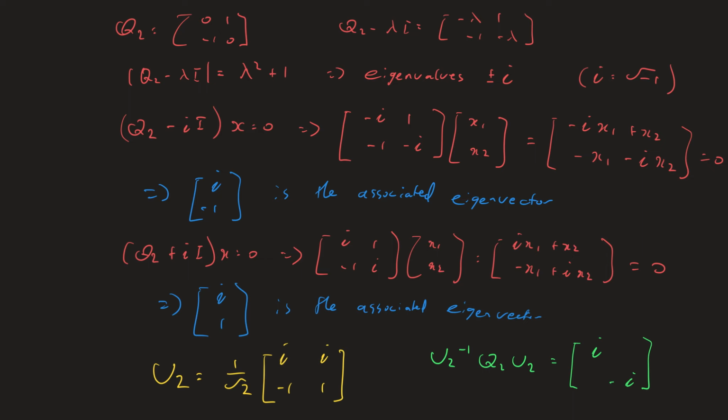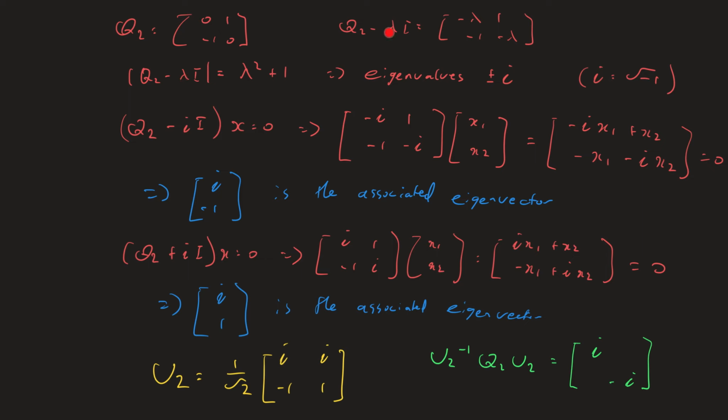As a warm-up exercise, we first compute the eigenvalues and eigenvectors of just Q2 itself. To find the eigenvalues, we form the matrix Q2 minus lambda I, where I is the identity matrix with 1s along the diagonal and 0s everywhere else, and lambda is a complex number. We then compute the determinant of this matrix, and by definition, a value of lambda which makes this determinant 0 is an eigenvalue of this matrix here.